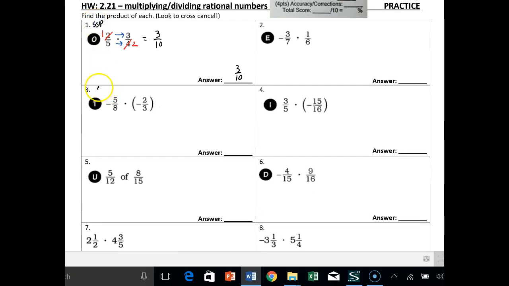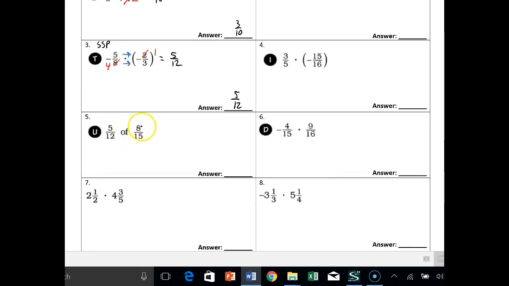Number 3, this is a same signs positive, so I can ignore the negatives since there are 2 of them. I can cross cancel the 2 and the 8. 2 divided by 2 is 1. 8 divided by 2 is 4. I look to multiply straight across. 5 times 1 is 5. 4 times 3 is 12. It's a positive 5/12 again because it was same signs positive.